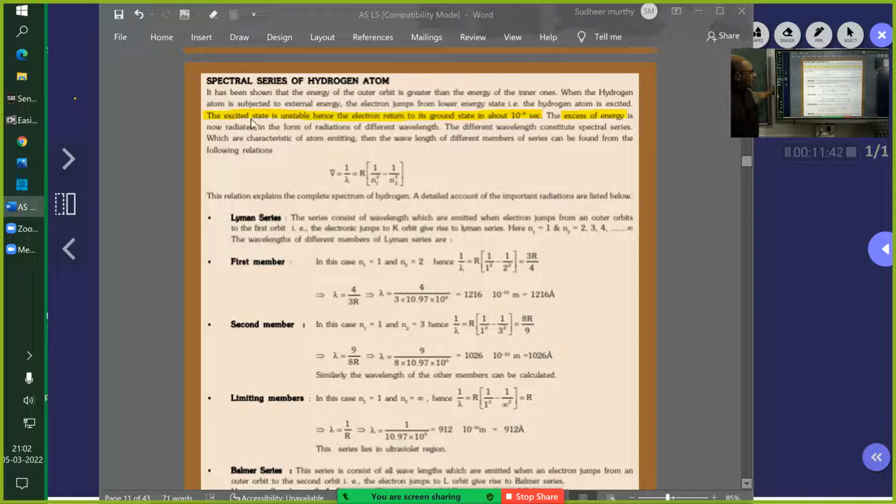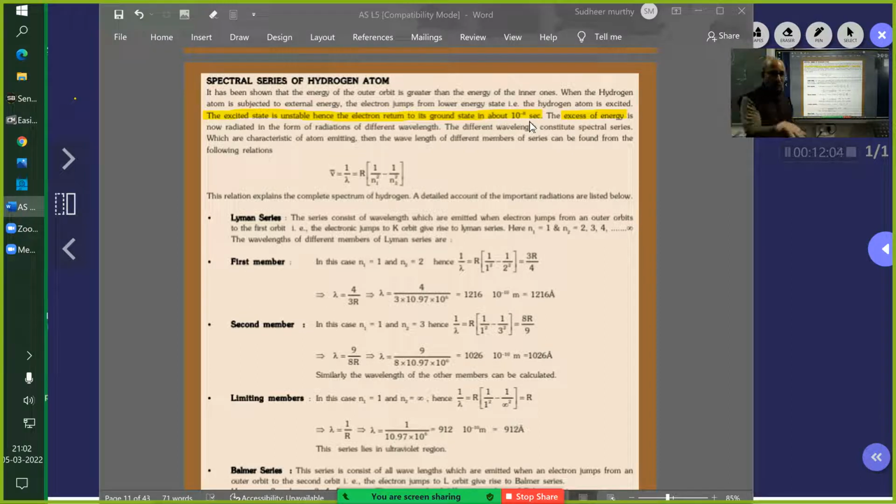Some sentences are: the excited state is unstable. An electron is made to jump from a lower orbit to a higher orbit. Then we say it is excited. The excited state is unstable. Hence, the electron returns to the ground state in approximately 10 to the power of minus 8 seconds.